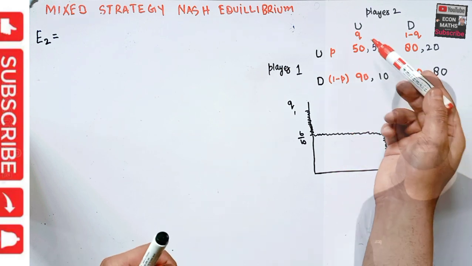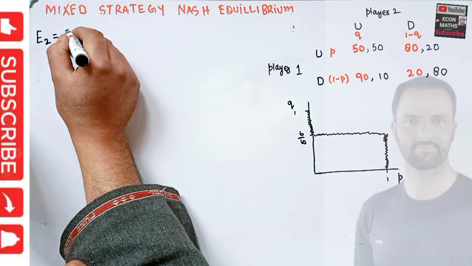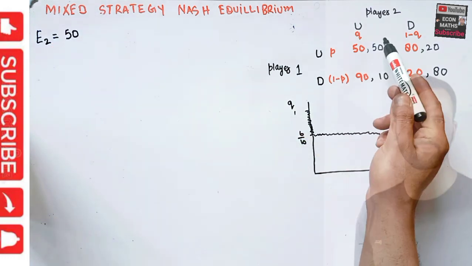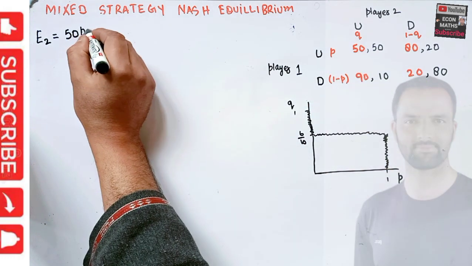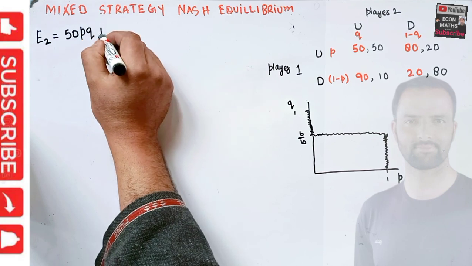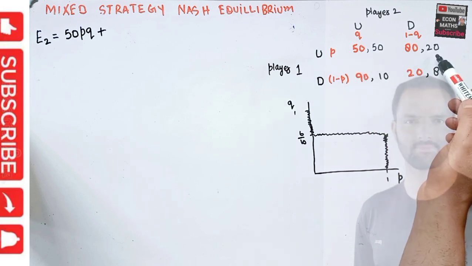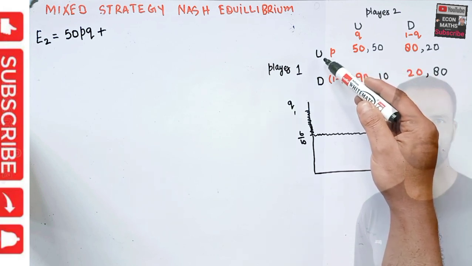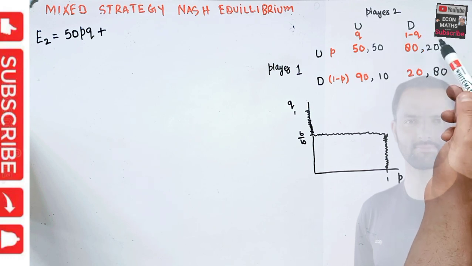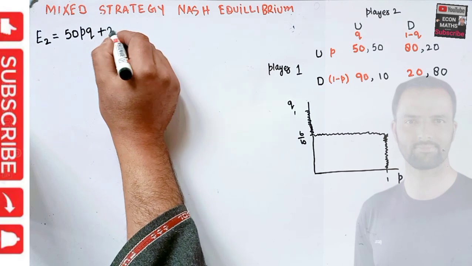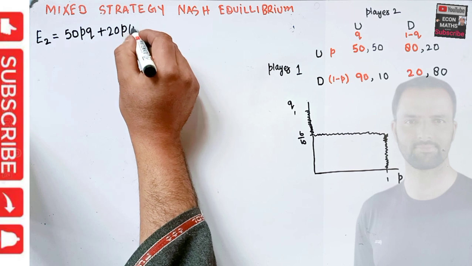So player 2 will get 50. Okay, let me write here. Player 2 will get this black 50 with probability P and Q. So we have 50 PQ plus he will get 20 with probability P and 1 minus Q. That means when player 1 plays up with probability P and player 2 plays down with probability 1 minus Q, so we have 20 P into 1 minus Q.